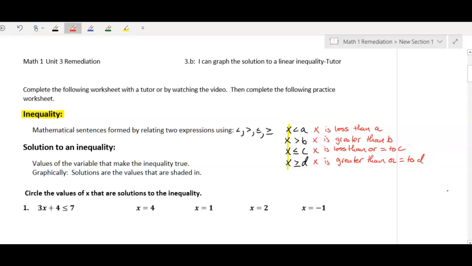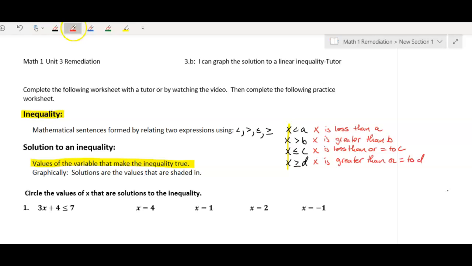Now, like an equation, we can solve inequalities, and we talk about what the solution to an inequality is. The solution to an inequality is, or are, the values of the variable that make the inequality true. Okay, and that's important to know, that an equation generally has one solution. And when we talk equations, we're talking linear, the ones you know right now.